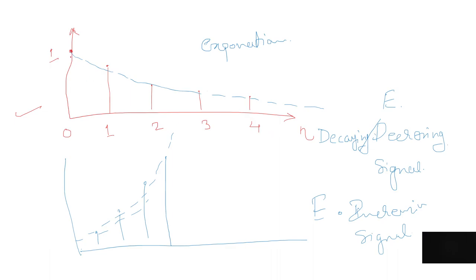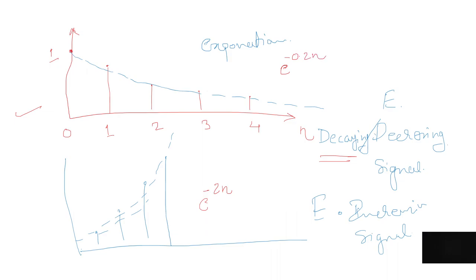Obviously, if a signal is an exponentially decreasing or decaying signal, there can be an exponentially increasing signal, obviously, right. So it will be something like e raised to, say, minus 2n, and this was e raised to minus 0.2n.